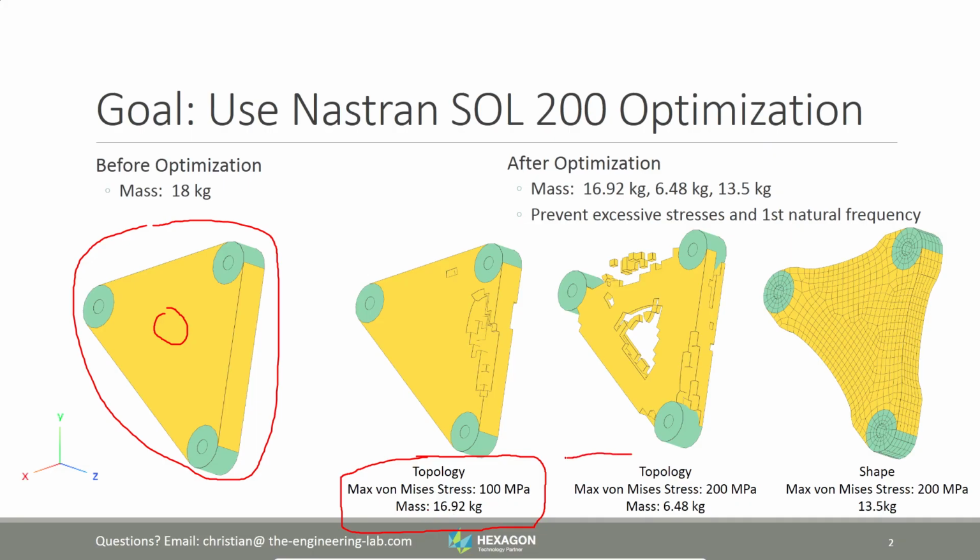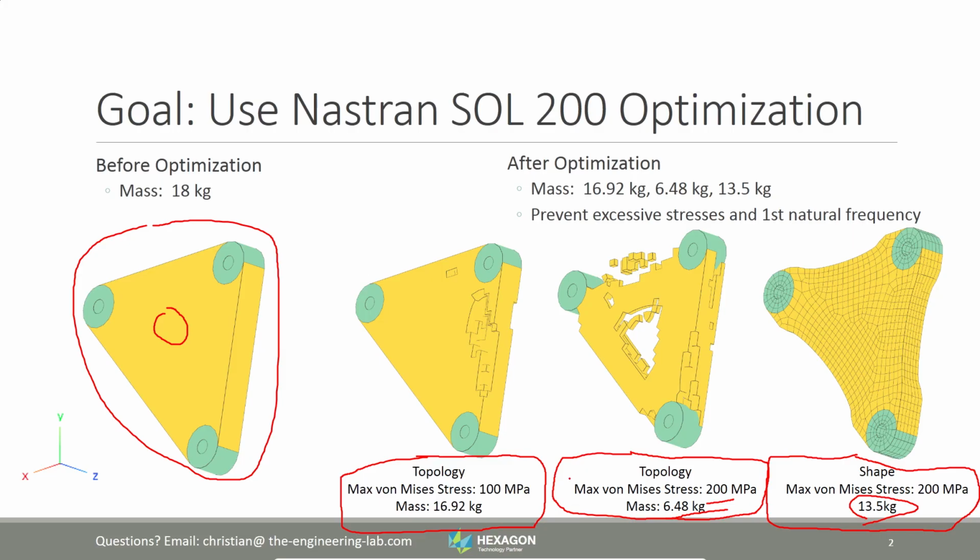So in the second topology optimization, I increased the maximum von Mises stress to 200 megapascals, and this led to a mass reduction to approximately 6.5 kilograms. And then just to show you something different that you rarely ever see, a shape optimization. I went ahead and used the Nastran optimizer to configure a shape optimization. Here, ultimately, we had a mass reduction to approximately 13.5 kilograms.